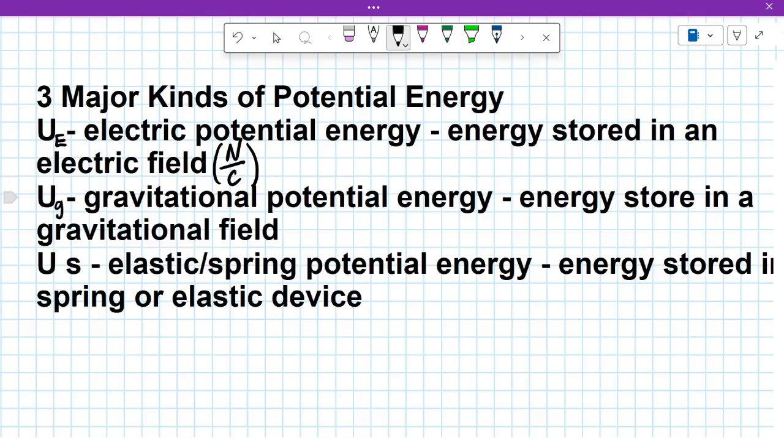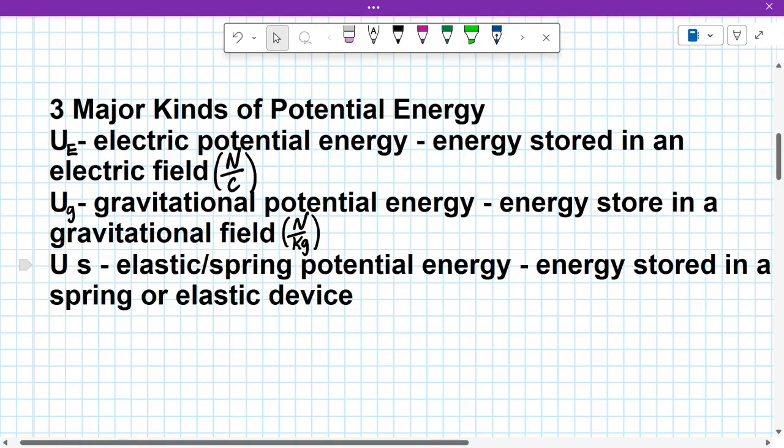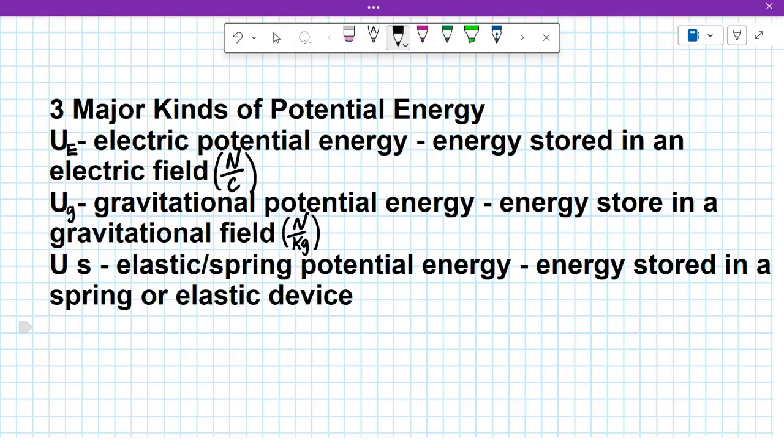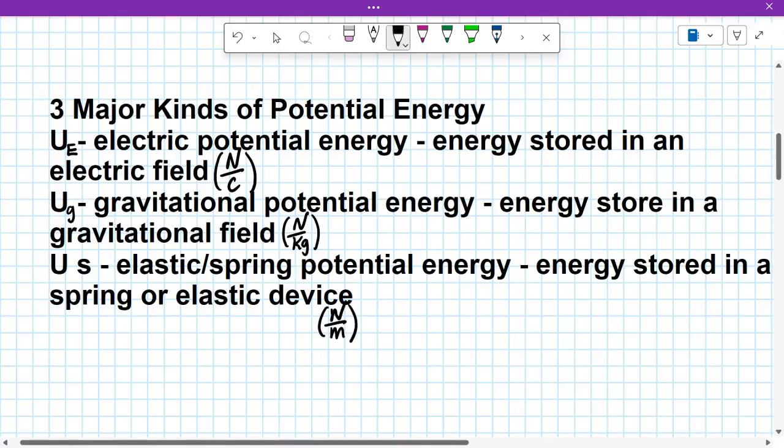We have gravitational potential energy, U with a subscript little g. This is energy stored in a gravitational field, and we know the units for gravitational fields are newtons per kilogram. And then we have U with a subscript of S, which is elastic or spring potential energy. This is energy stored in a spring or elastic device. We determine how stretchy or not stretchy a spring or elastic device is with something called a spring constant, and that spring constant has units of newtons per meter.